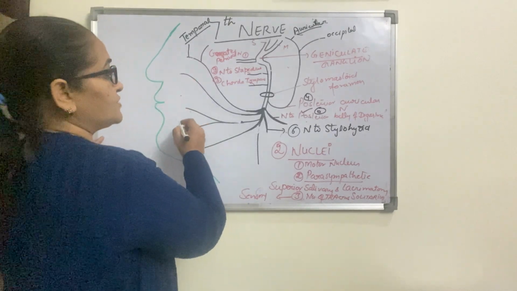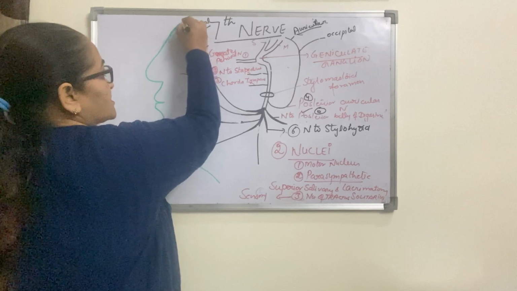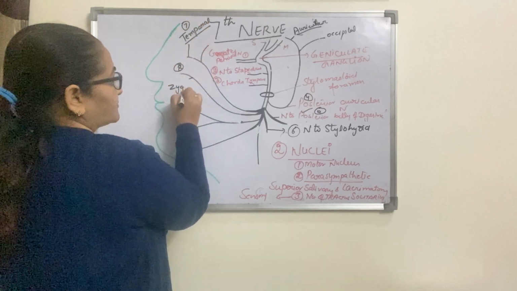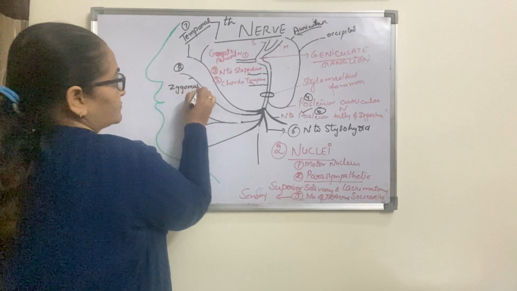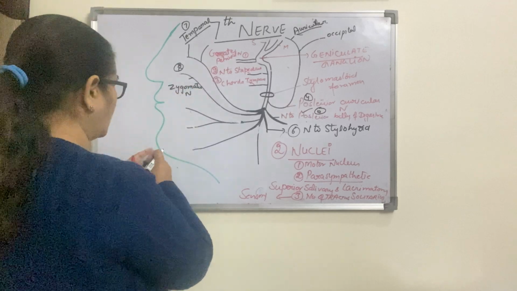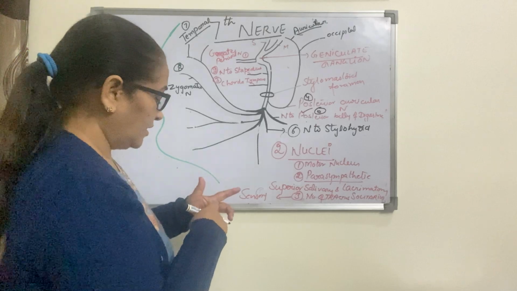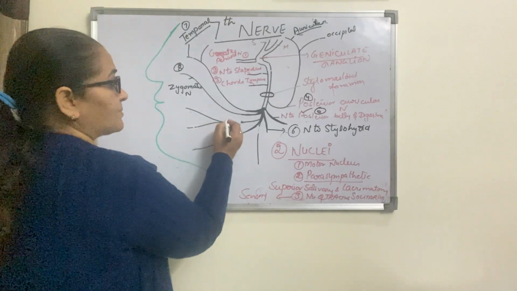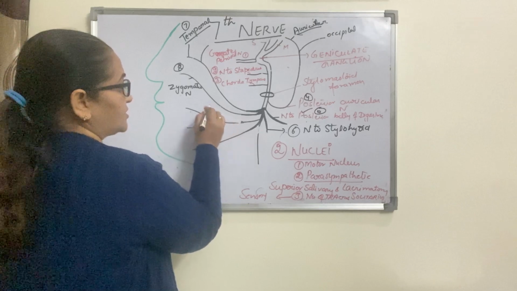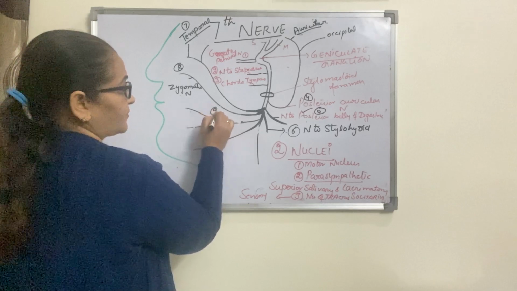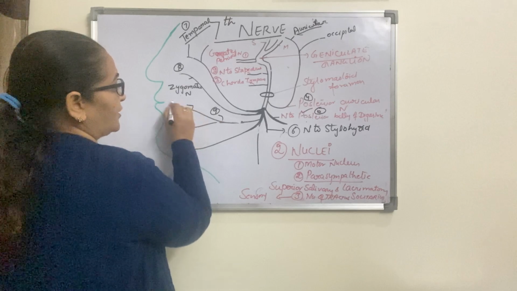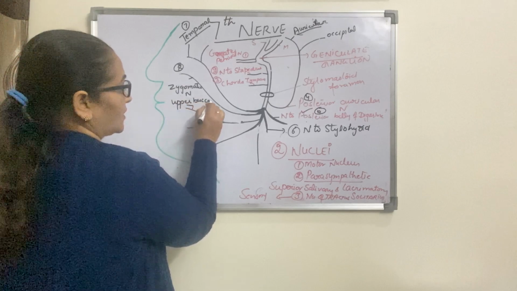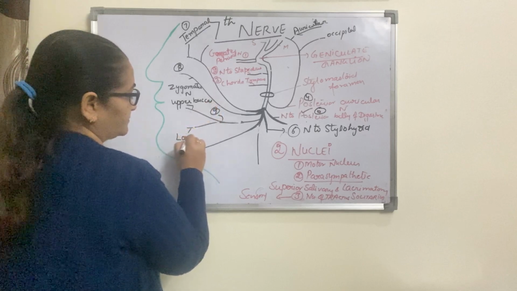The next branch which is given by this is number 7. Now this branch is given the name zygomatic nerve. Now this zygomatic nerve is going to give supply to the orbicularis oculi muscle. Now next is the buccal branch. So this is the buccal branch, and this buccal branch is dividing into upper buccal and lower buccal.